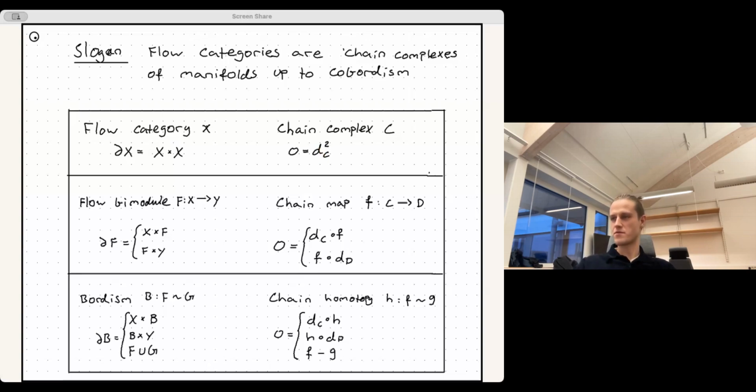And this continues. Flow bimodules, they look a lot like chain maps, and bordisms, they look a lot like chain homotopies. So really, you can do a lot of arguments with flow categories by just thinking through how would I do this for chain complexes, and then writing down something that's a bit more complicated because there's a lot of notation, but morally, it's the same thing.